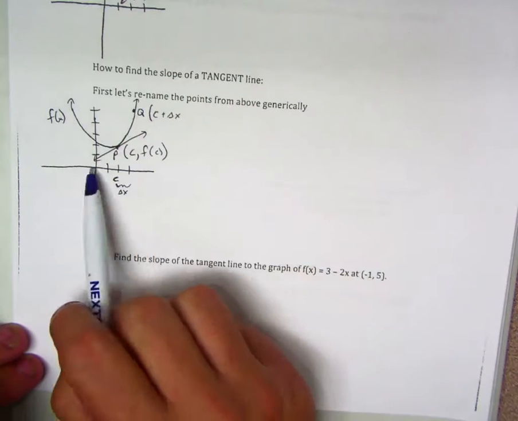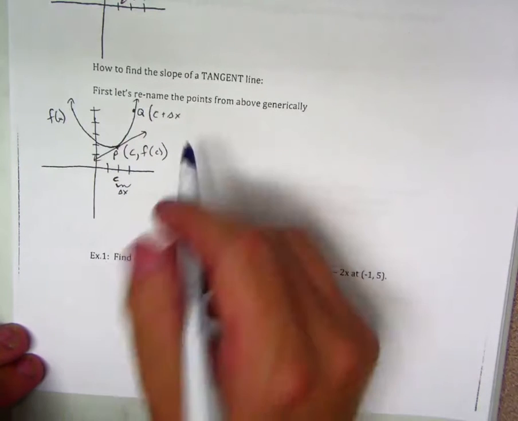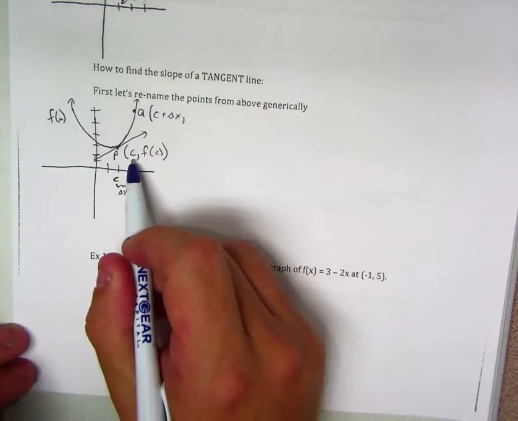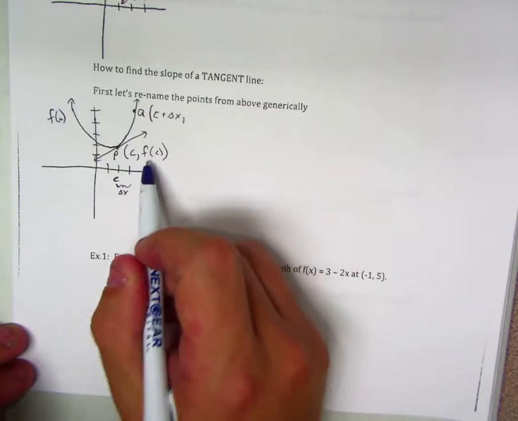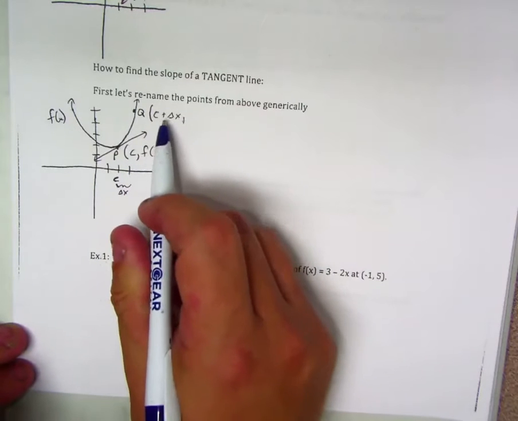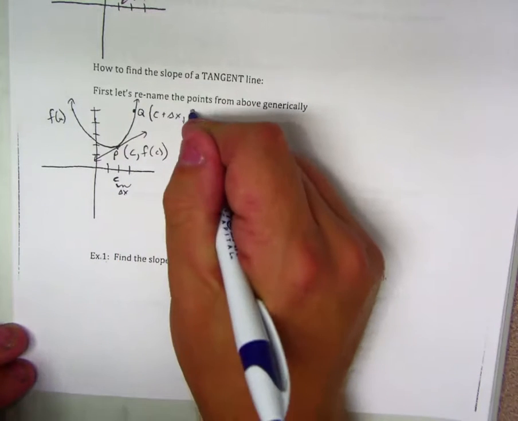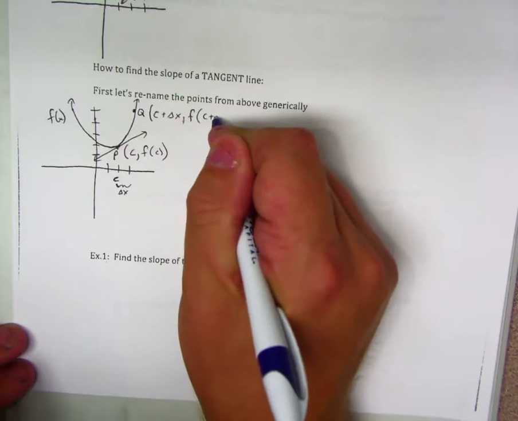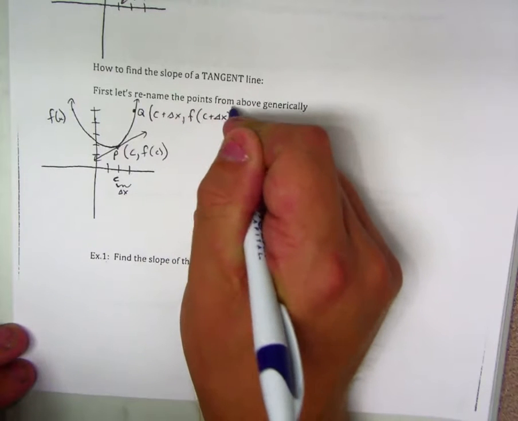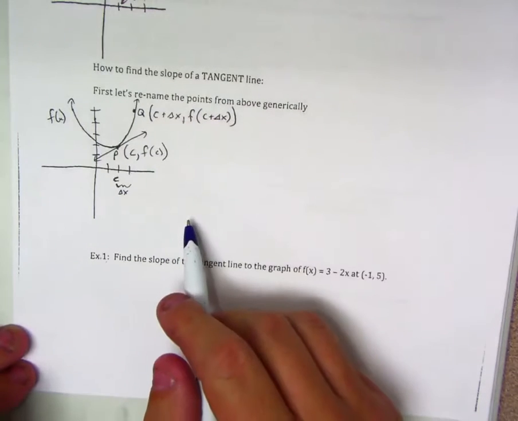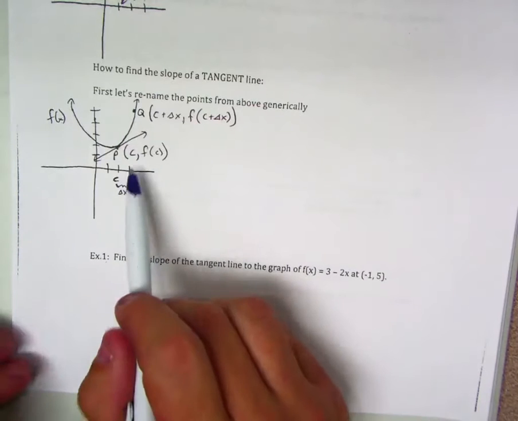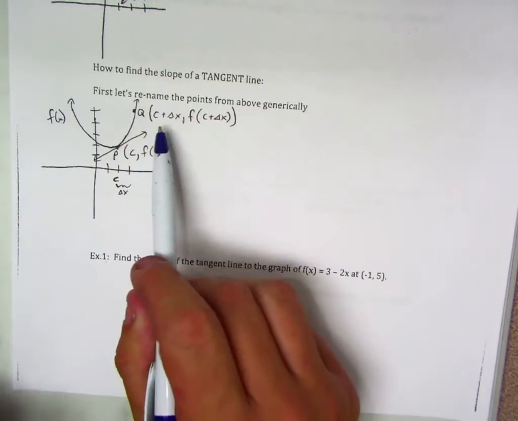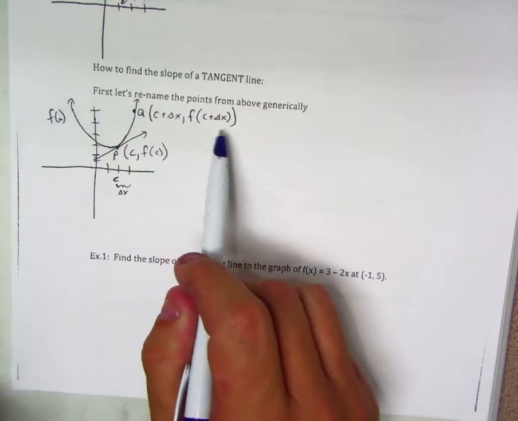That's the x coordinate, whatever the C value is plus delta x. Well, just like we plugged in the x value here to get the y value, same thing. If we plug in C plus delta x to the function, we get the y value. So f of C plus delta x. So we renamed these points. We have C comma f of C and C plus delta x comma f of C plus delta x.